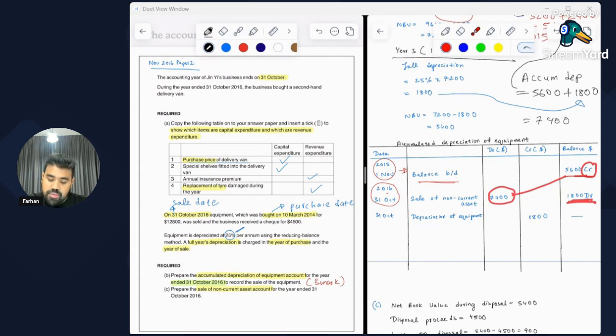Next, during this financial year, we have also calculated an additional depreciation of 1,800, and when we calculate an extra depreciation, it increases the accumulated depreciation as well. Therefore, this 1,800 is shown on the credit column, okay? And that's how we arrive at a net balance of 0 at 31 October 2016, because we don't have any other assets or equipment in the books at this moment.